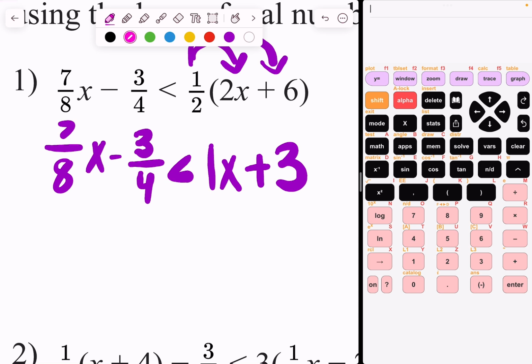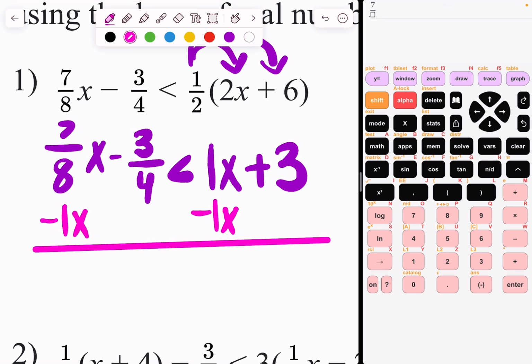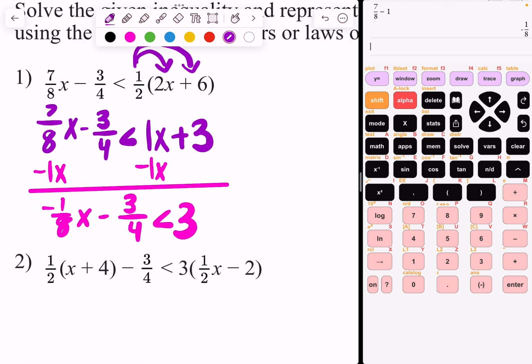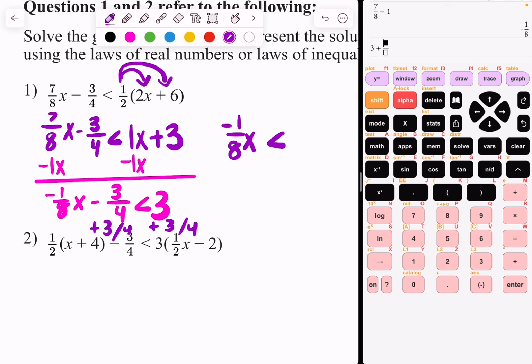Now, I do not want that 1x there, so I'm going to subtract 1x. Subtract 1x. I will use my calculator. 7/8 minus 1 gets us -1/8 x. Bring down the -3/4 is less than 3. Then I want to get rid of that 3/4, so I'm going to add 3/4 to both sides. Add 3/4 to both sides, and I get -1/8x is less than 3 plus 3/4 gets me 15/4.